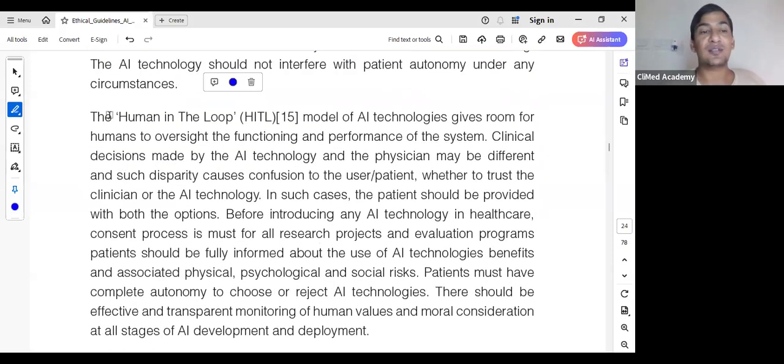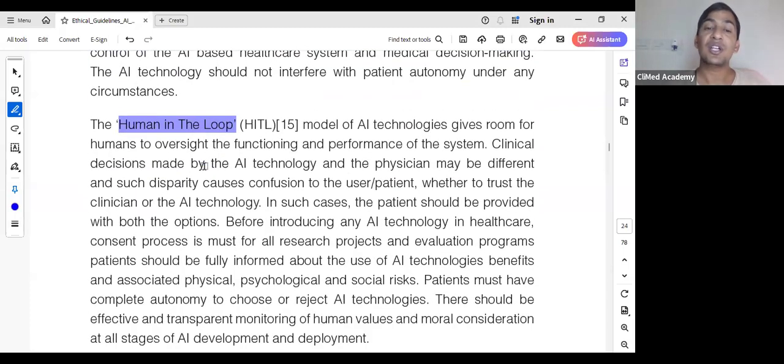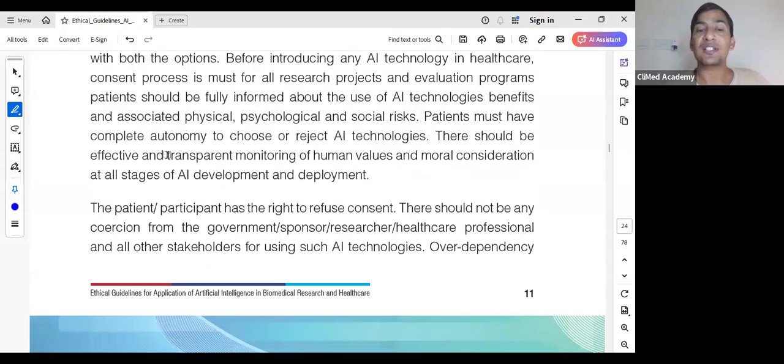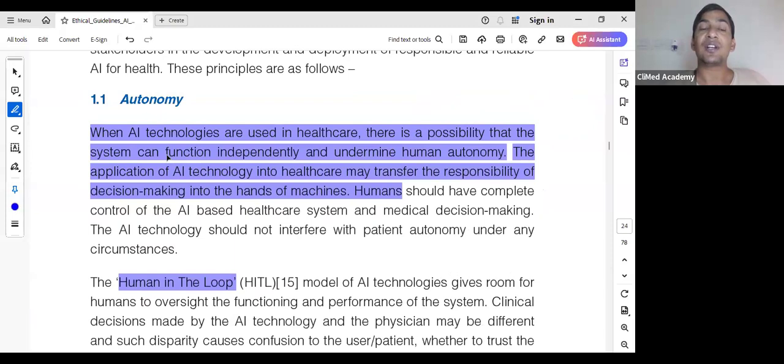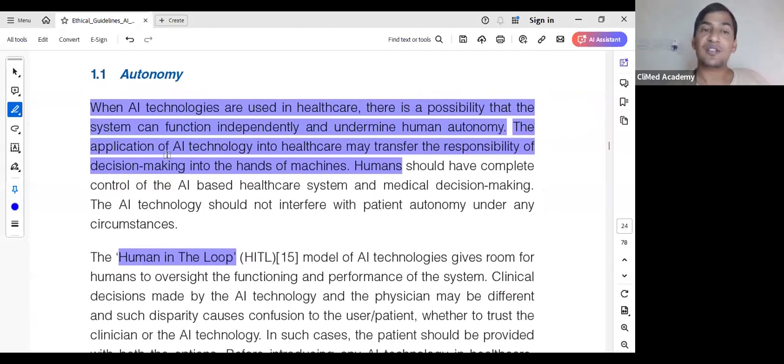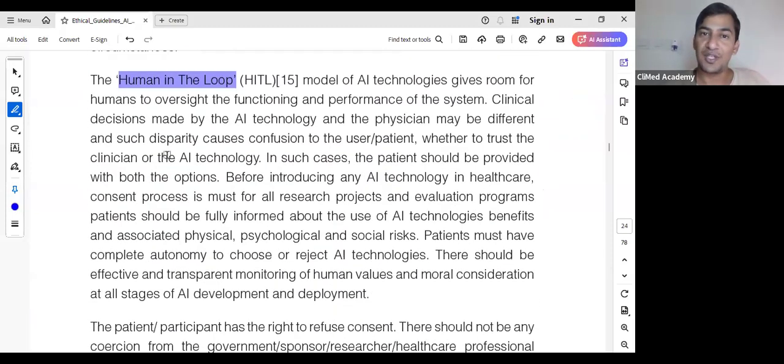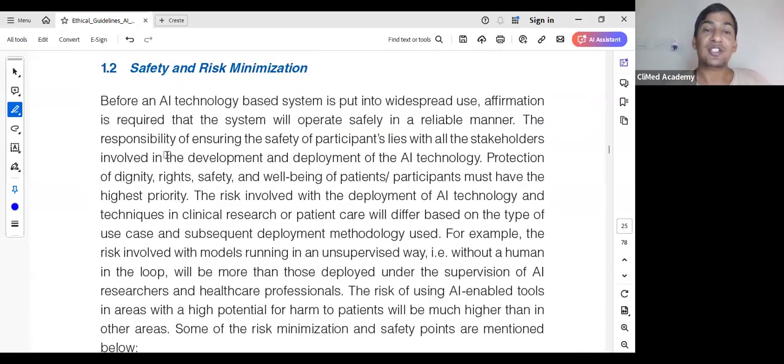For that, there is a term called human in the loop, which is very important. Whenever machines are used with AI to make decisions in clinical or research settings, there must be a human intervention. That will give us the data and not the FOMO of autonomy, right? And then safety and risk minimization is another principle. Safety and risk minimization is very, very important.